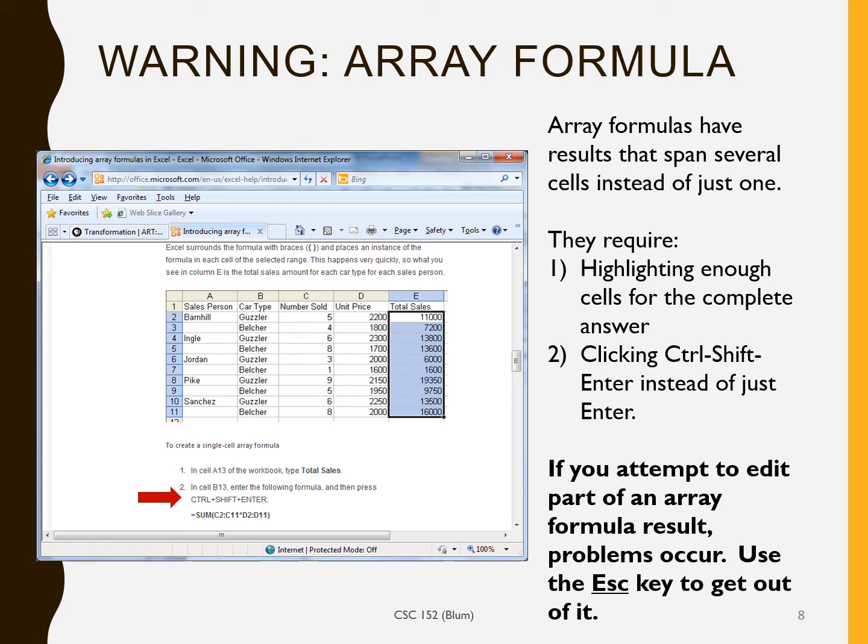Also, later on, when you've successfully entered such a formula, if you end up with your cursor in one of these cells and you make a motion that Excel thinks is an edit function, then you are trying to edit one part of a whole group of answers that belong together and are treated as a unit, and Excel is going to complain and become very fussy. You just want to get out, and that's usually done by the escape button.